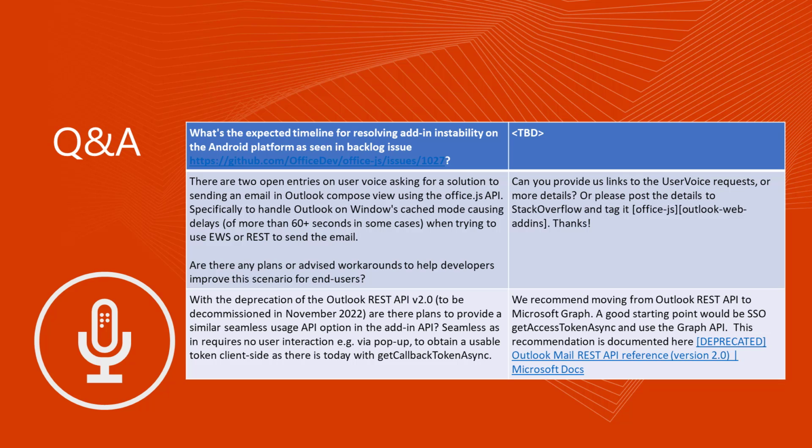So talking with the Outlook team, they say that we recommend moving from the Outlook REST API to Microsoft Graph. And a good starting point would be to take a look at the SSO getAccessTokenAsync and use the Graph API. There's also some additional information in this article, which I'll put the link to in the blog post. And so hopefully that helps.